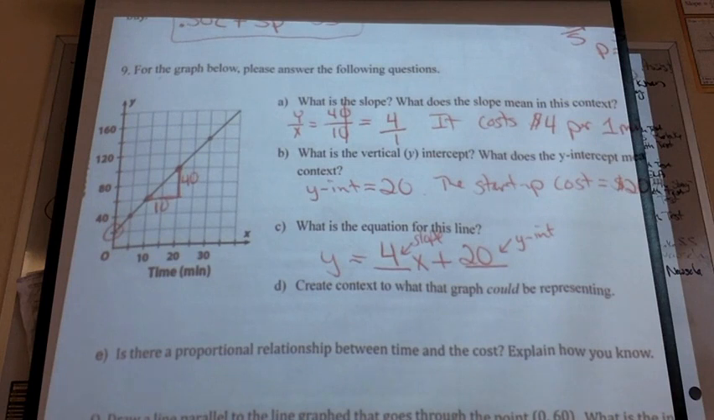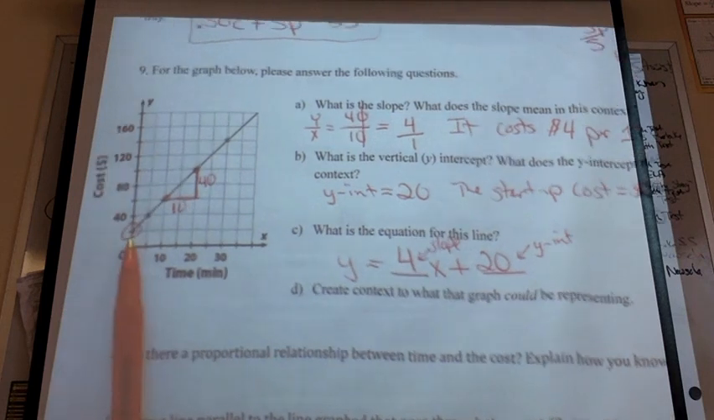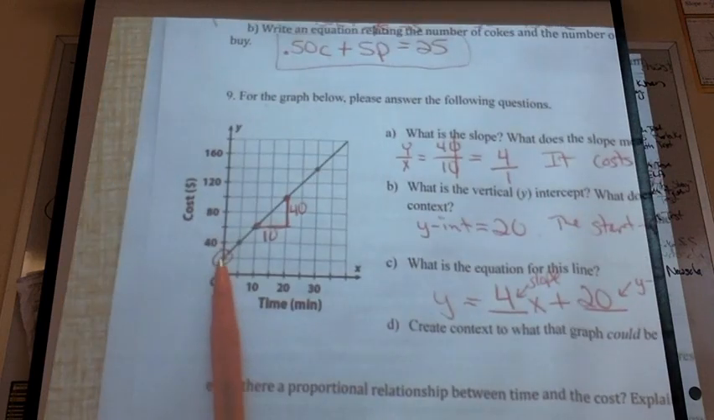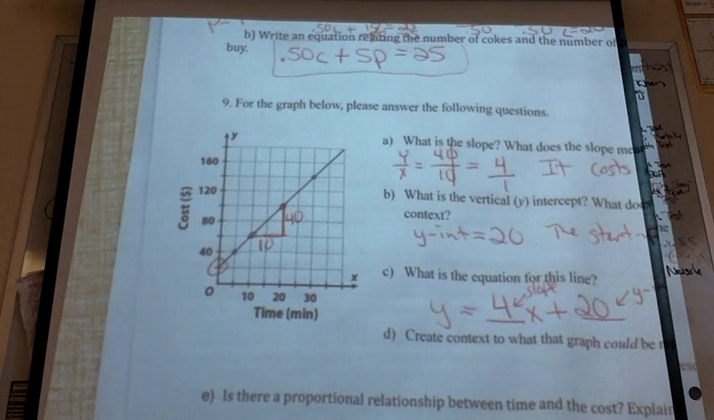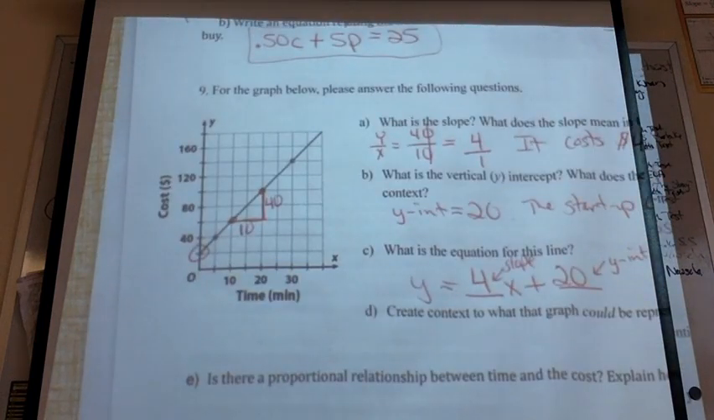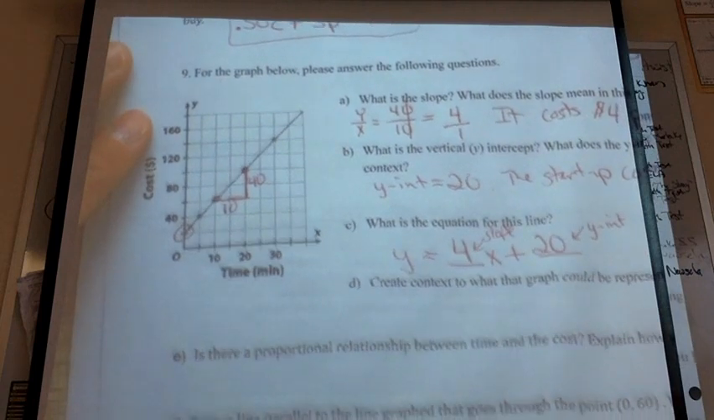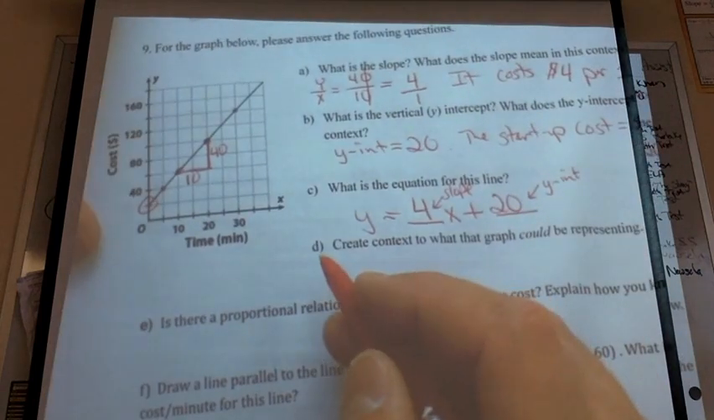And D, it's asking us to actually create a context to what this graph could possibly be representing. So we have a startup cost of 20, and they're charging $4 per minute. So what possibly could they be charging? I have to come up with a scenario. So this is what I'm going to say.